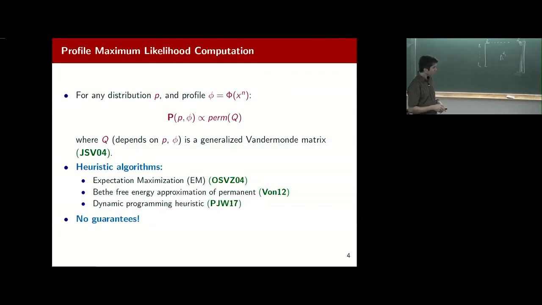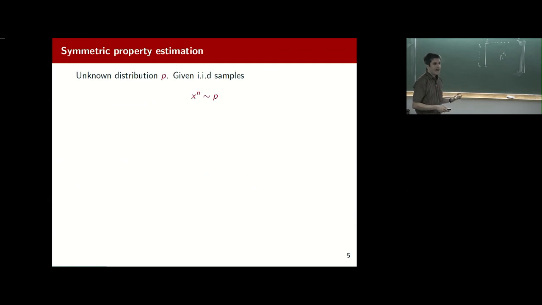Okay, so I defined a problem in the beginning, symmetric property estimation. And then I said, let's go on a little detour. We define this kind of nice question, profile maximum likelihood. But how are the two connected? Okay, so let me tell you how they're connected.